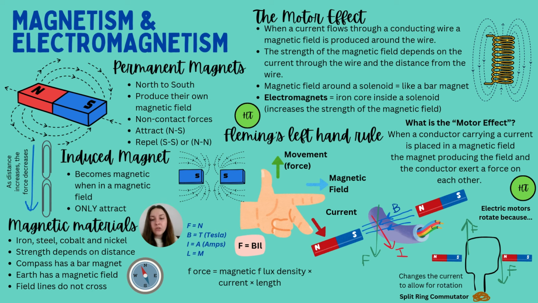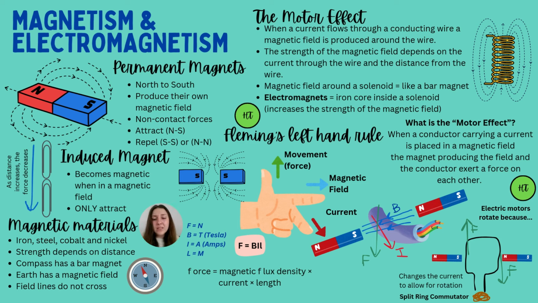The Earth has an iron core, which is why we know it has magnetic ability, or it has those poles, the north and south. Now, another thing you should know is this idea of the motor effect. So when a current flows through a conducting wire, a magnetic field is produced around the wire. Now, the strength of the magnetic field will depend on the current through the wire and the distance from the wire. So magnetic fields around a solenoid will be produced, as you can see in this diagram.